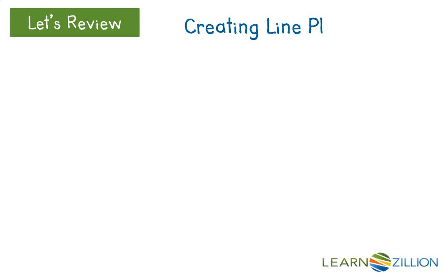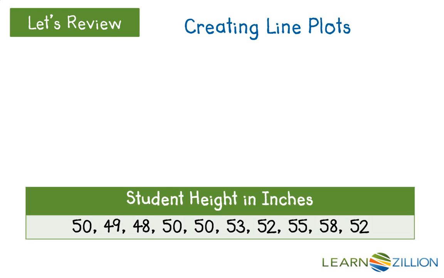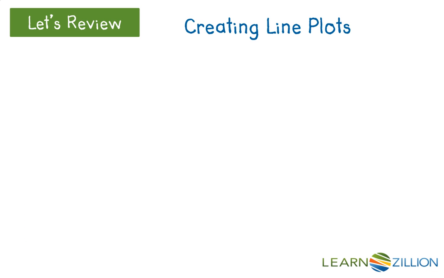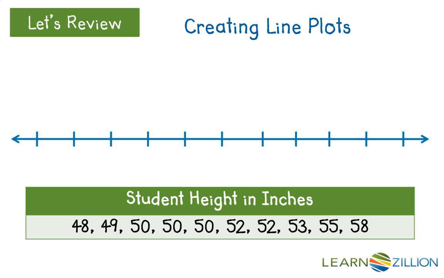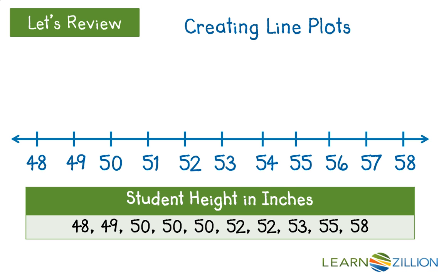Let's review. When we create line plots, we use sets of data. It is helpful to put the data in order from least to greatest when creating a line plot. Then we can create our line for our line plot based upon our range of data. Since our data is in order from least to greatest, it is easy to place our data on the line plot. Each number in the data set gets its own mark on the line plot.